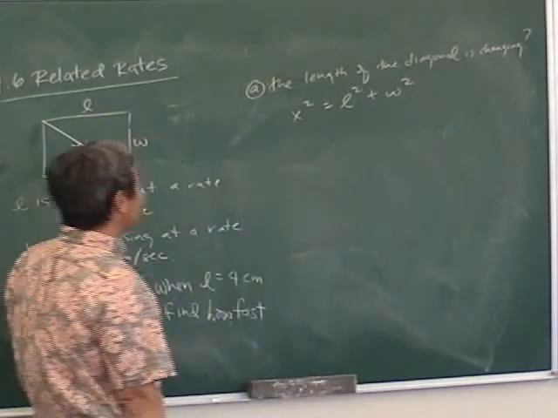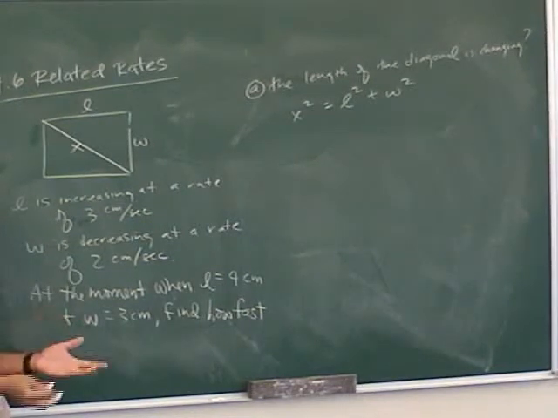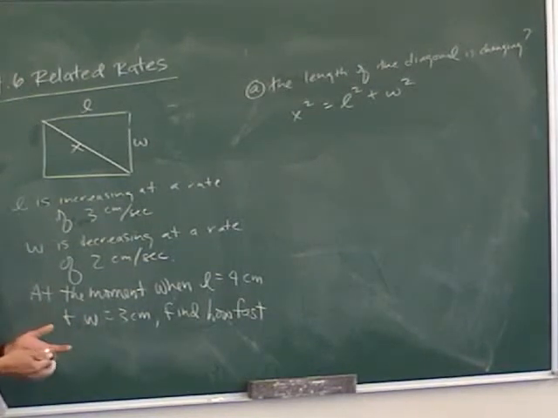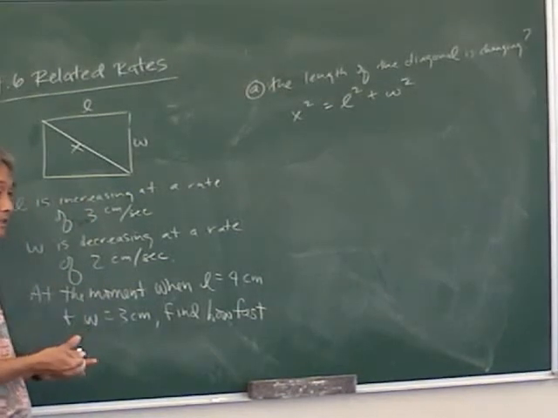Now what are we trying to find in this problem? How fast is the length of the diagonal changing? So if x represents the length of the diagonal, what are we trying to find in terms of calculus? dx/dt, how fast the length is changing.